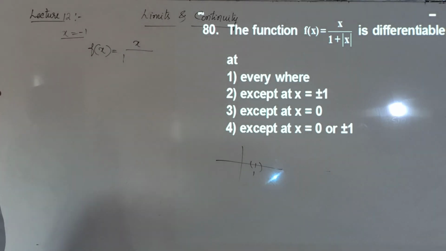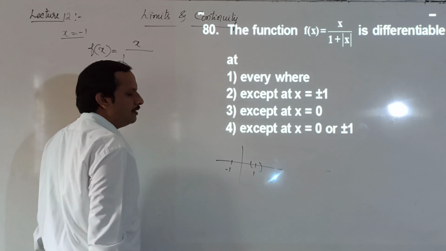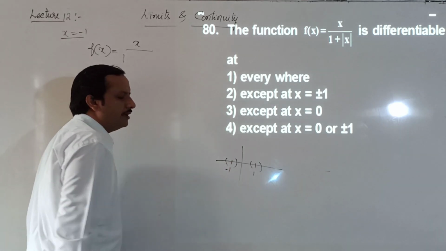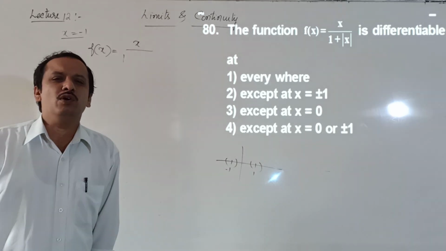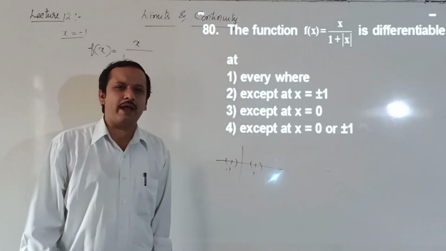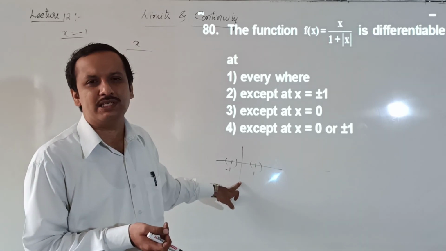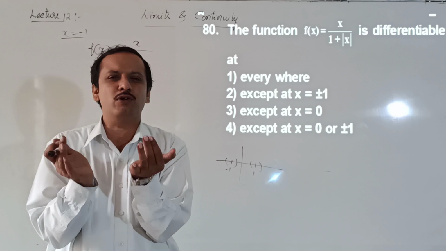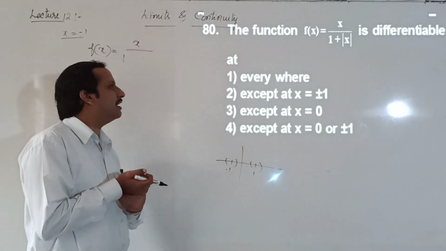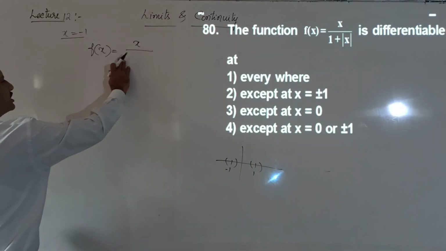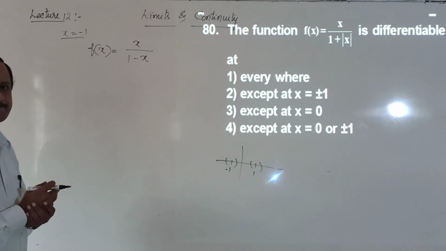Okay, I'll consider x equal to minus 1. x equal to minus 1 means I am talking about this point, and I am talking about the neighborhood of minus 1. In the neighborhood of minus 1, how do you define mod x? Mod x, as we know, is equal to x when x is positive and minus x when x is negative. Minus 1 is negative, so in its neighborhood also x is negative. x is negative means there mod x is defined as minus x. So that function f(x) will be equal to x divided by 1 minus x.